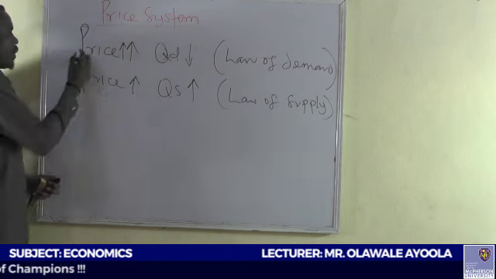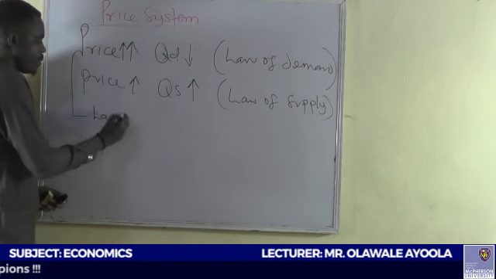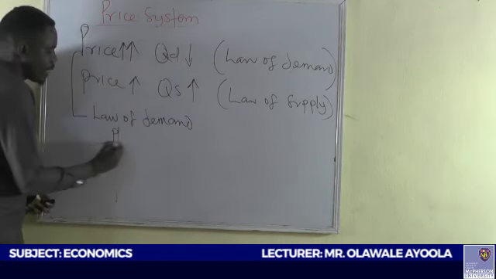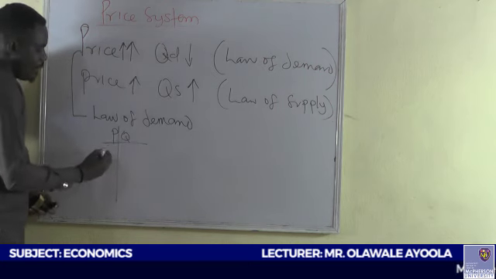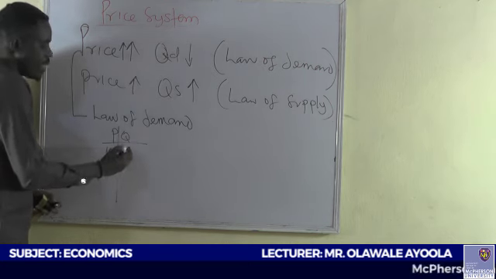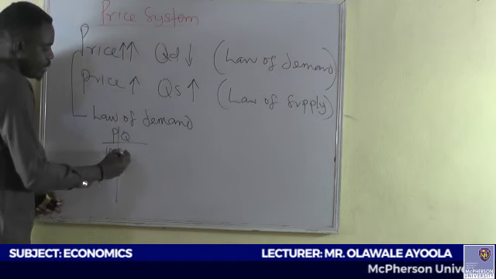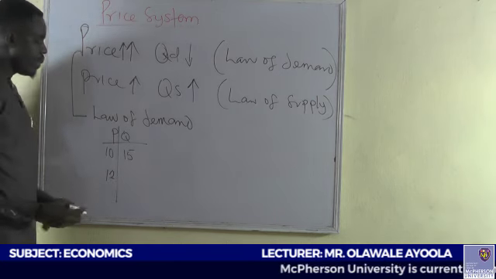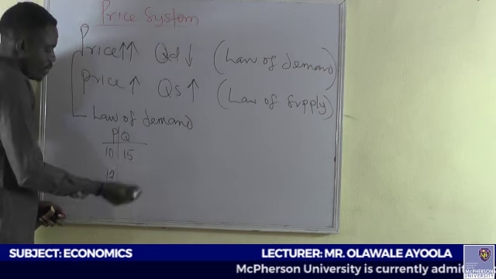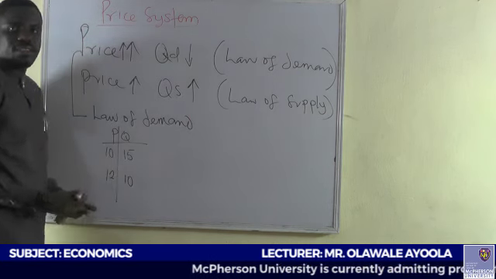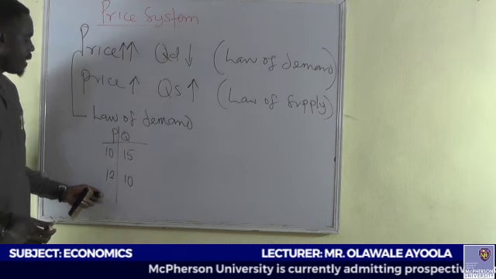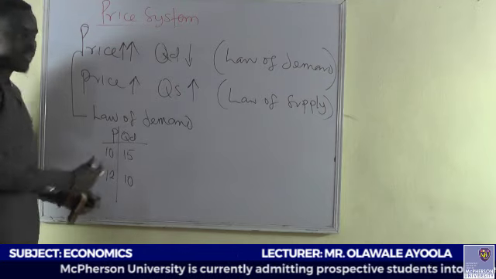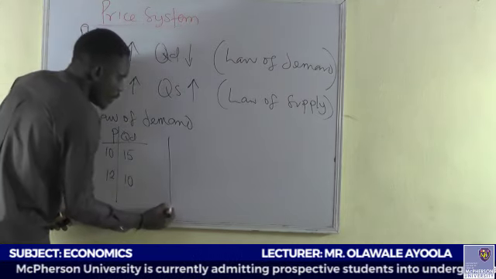Let us use a mathematical notation for the law of demand. According to the law, let's assume these are the price column and these are the quantity column. If price is 10, we assume quantity demanded by the consumer is 15. If price increases to 12, following the law of demand, we expect the quantity to drop, probably to 10. This is consistent with the law of demand, which states that the higher the price of a commodity, the lower the quantity demanded. We can provide a graphical illustration to this as follows.